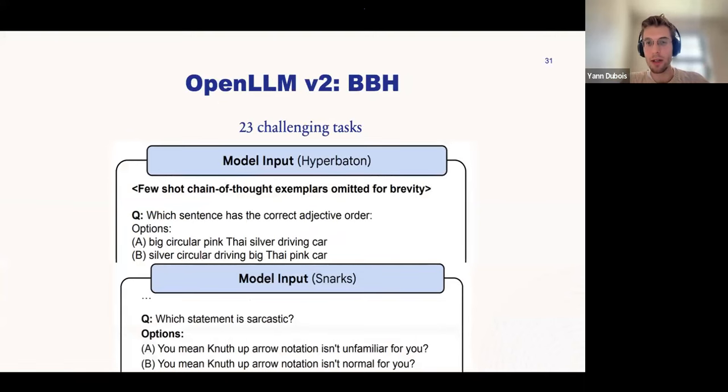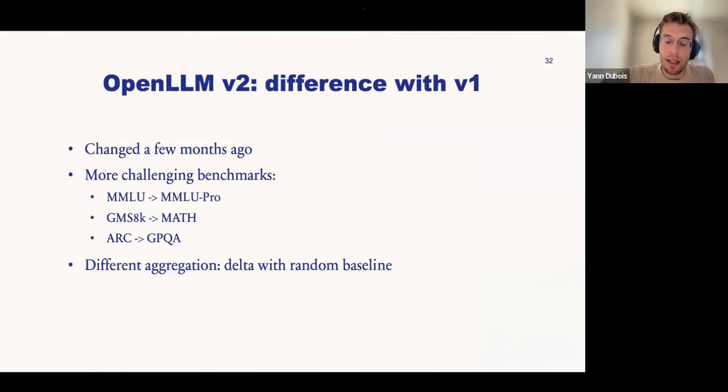Another, and I believe it's the last one in OpenLLM v2, is BBH, for Big Bench Hard. Big Bench is a big benchmark. You don't need to know about it. They only took a challenging subset of 23 tasks. Here are some questions. This is still multiple choice, although it has some few-shot examples, which is not that important. The question is, for example, which sentence has the correct adjective order? You have to choose between these 2. Or which statement is sarcastic? You have to choose between these 2, with a one-word difference. So this is everything about OpenLLM v2, I believe.